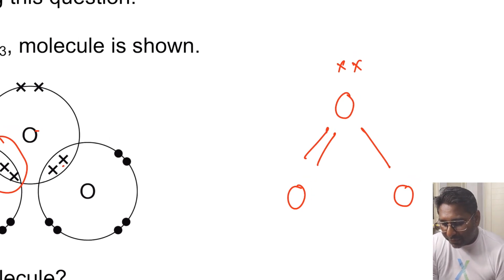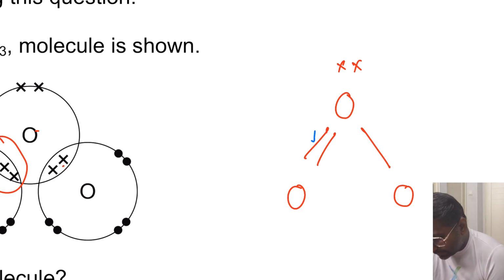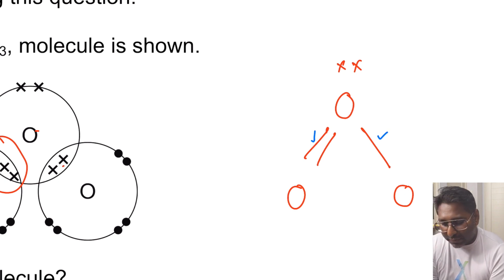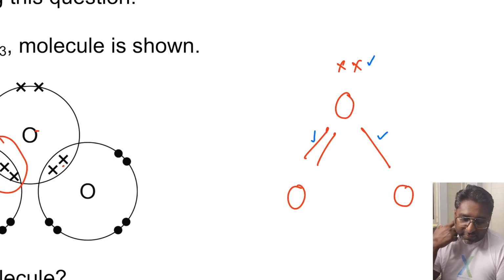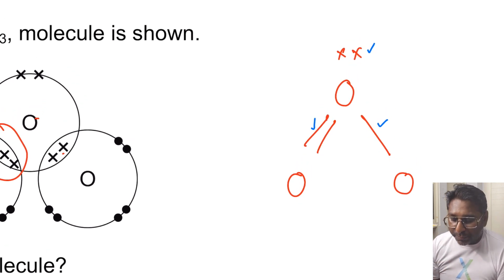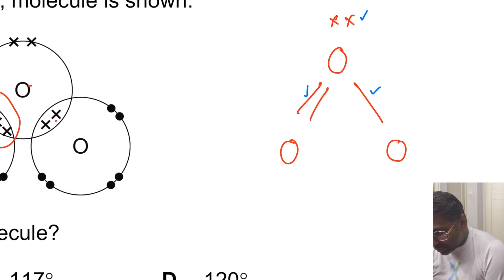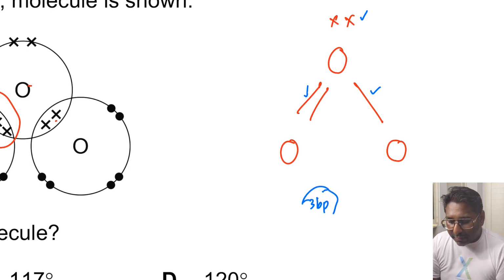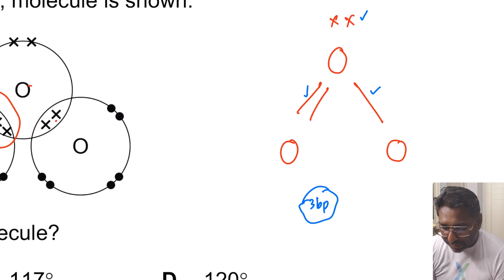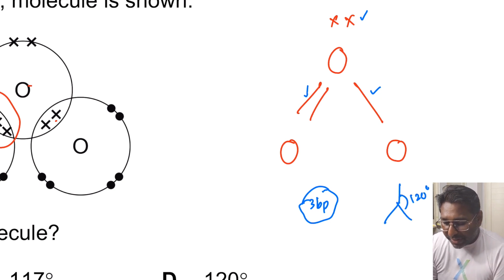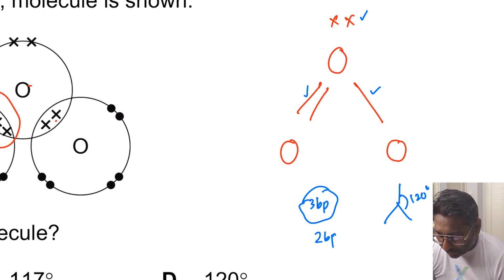So how do we count? I'll just take this as 1. We don't count it as 2, so I'll take 1. This is 1, and then we will count the lone pair as 1. So basically this is supposed to be 3 bonding pair. With 3 bonding pair, generally we are looking at 120 degrees, trigonal planar, but in this case we are looking at 2 bonding pair and 1 lone pair, so it's a variation.